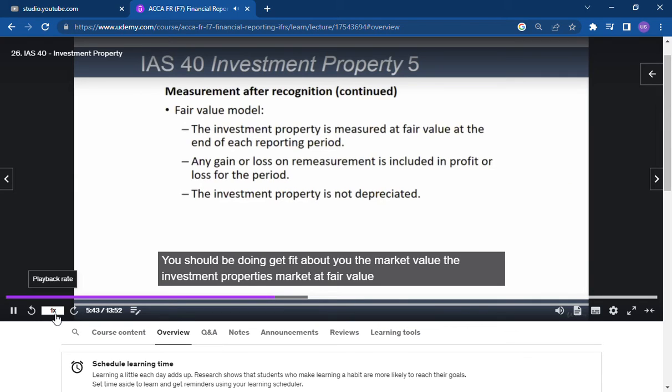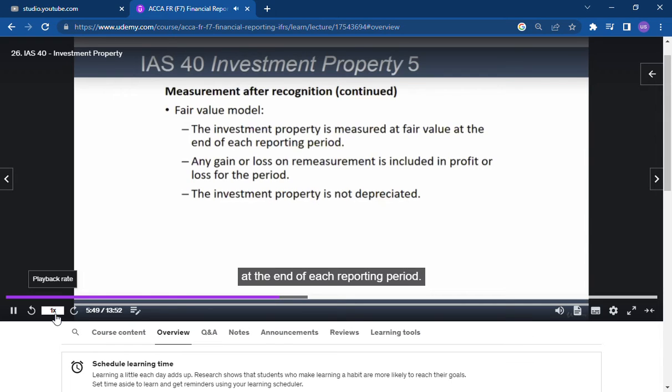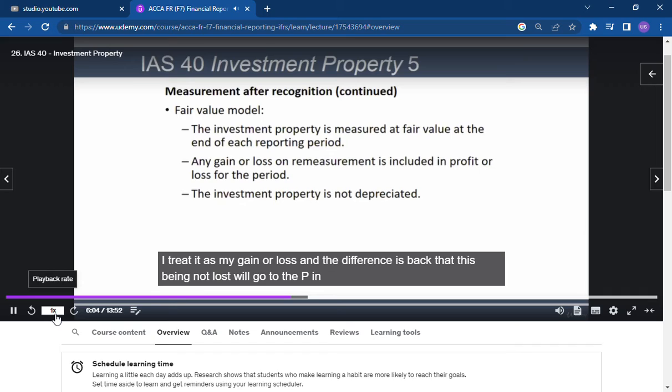You should be using the fair value model, the market value. The investment property is measured at fair value at the end of each reporting period. Any gain or loss in the remeasurement, like last year my fair value was 100,000, the market value was 100,000, this year the market value is 20,000, I treat it as my gain or loss. And this gain or loss will go to the P&L.